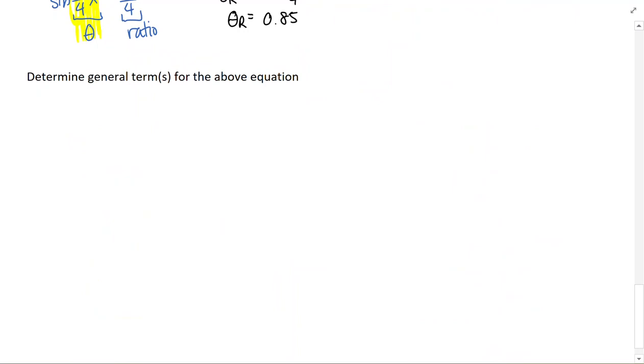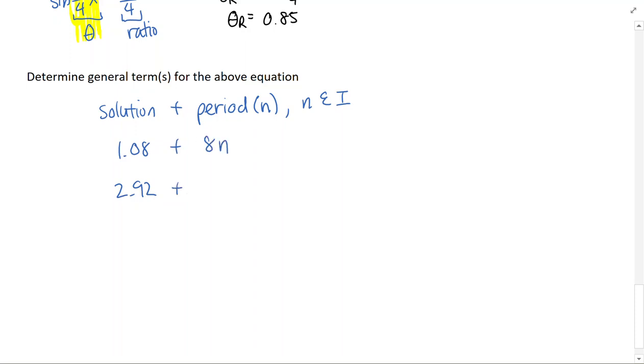It's whatever solution you get, plus the period, n number of times, and again, n must belong to all integers. So the solutions we have in this particular case are 1.08 and 2.92. The period in this case is 8n, and I could just write the same thing, and n must belong to all integers. And that is it for Chapter 5, Equations for Trigonometric Functions.